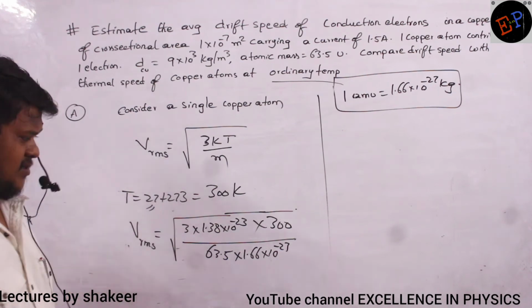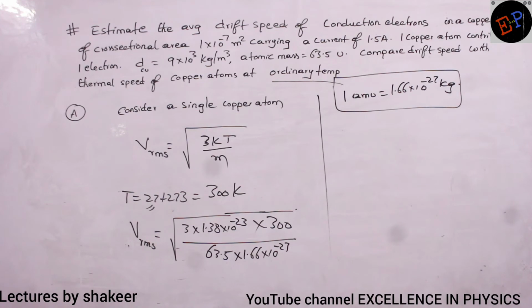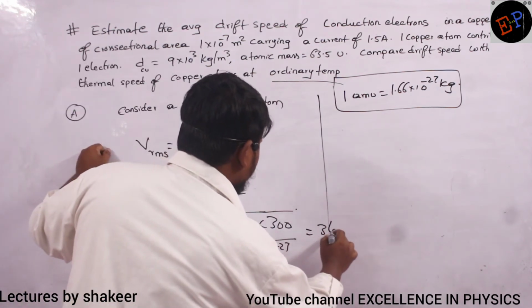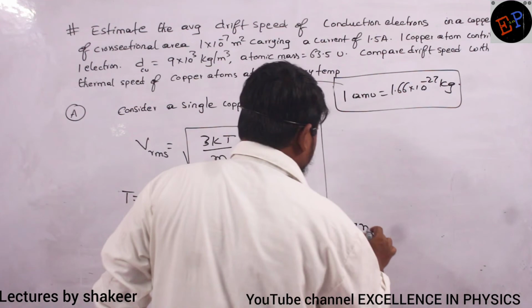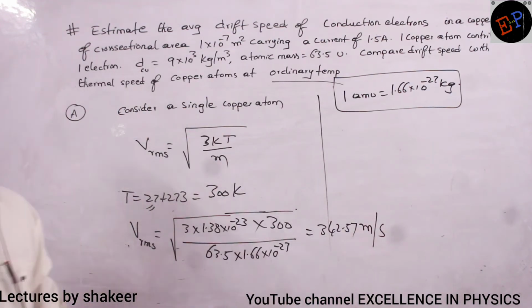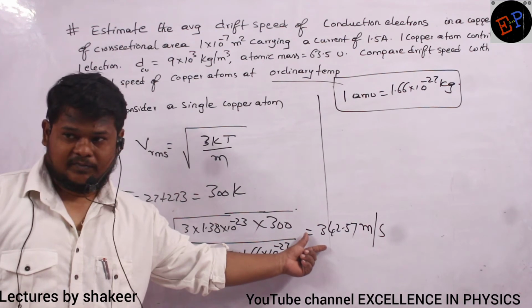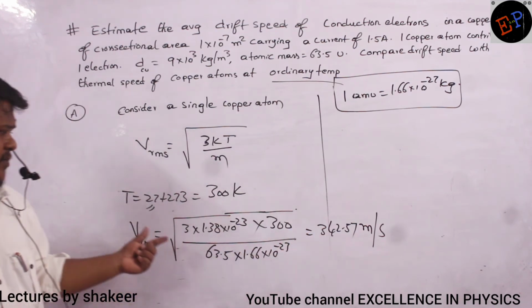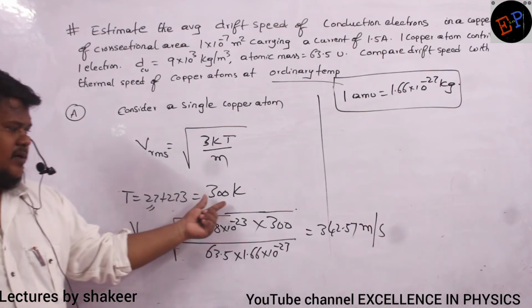So from here you will get one velocity. Let us see what velocity we will get. It is 342.57 meters per second. So a copper atom will have this much speed at a temperature of 27 degrees Celsius or 300 Kelvin.